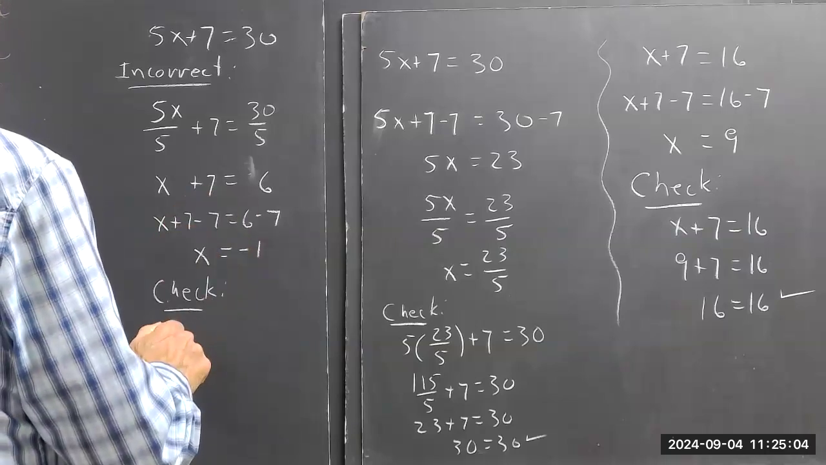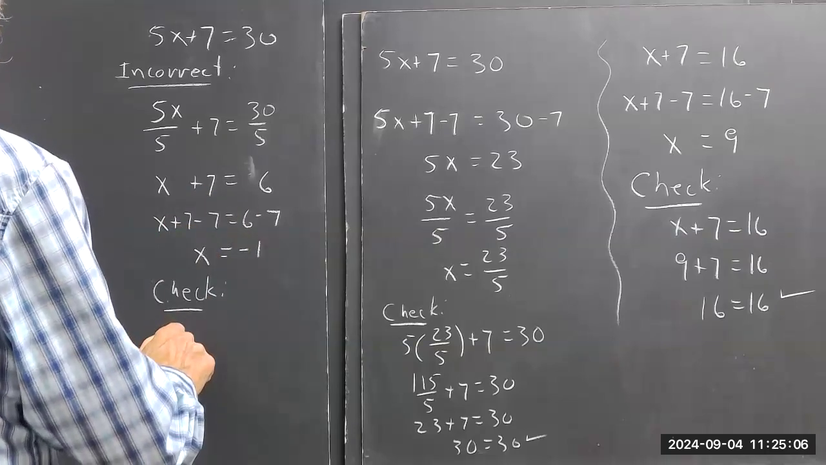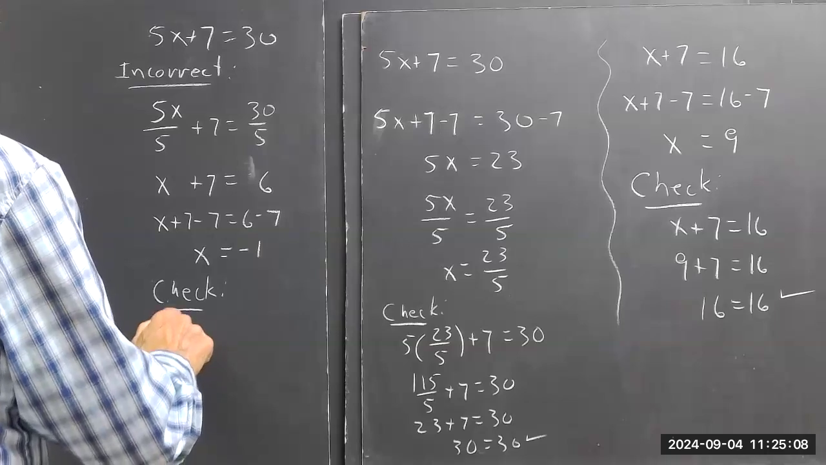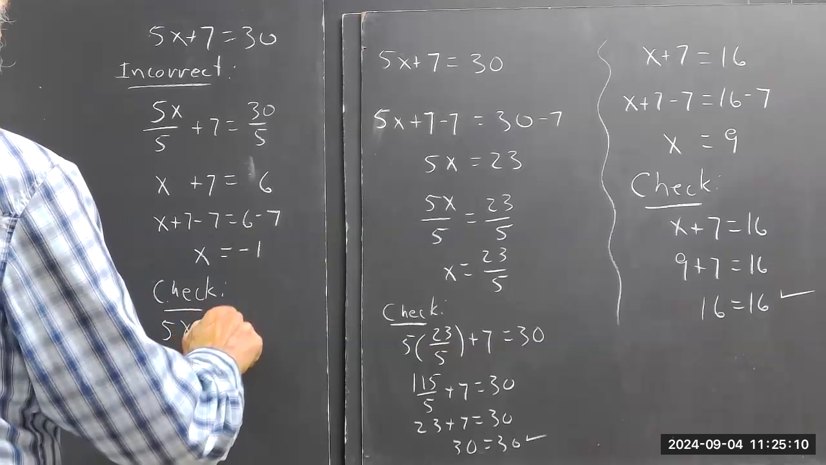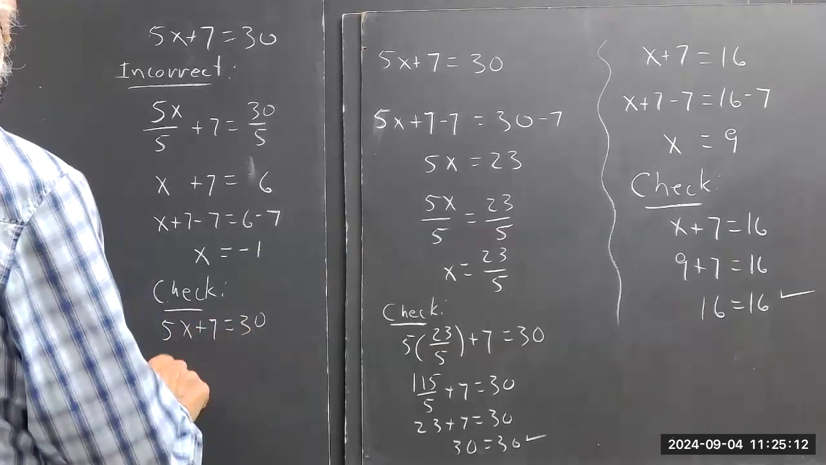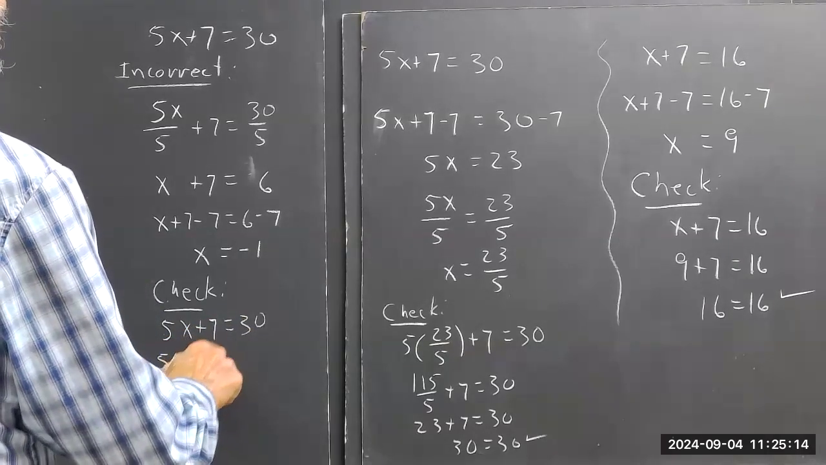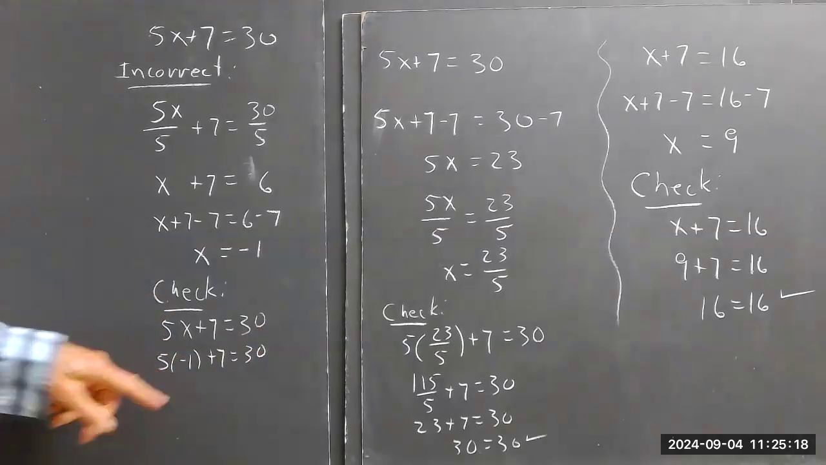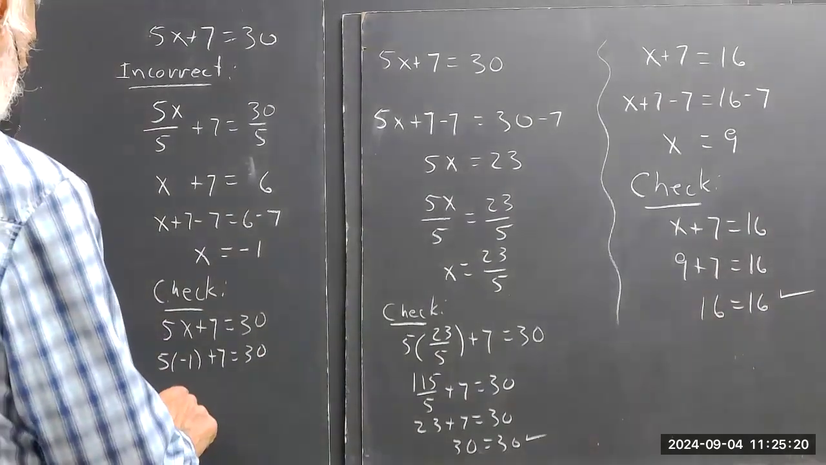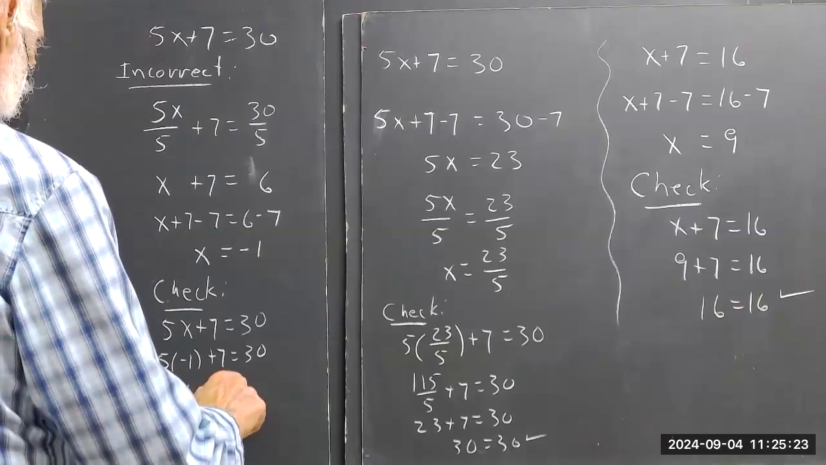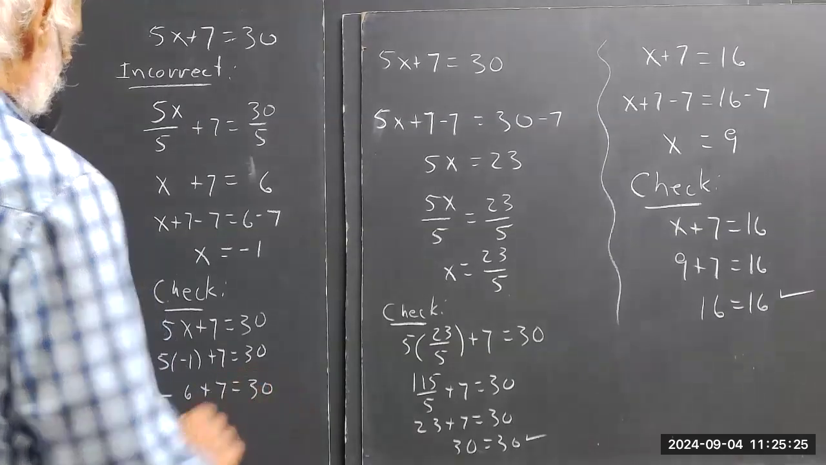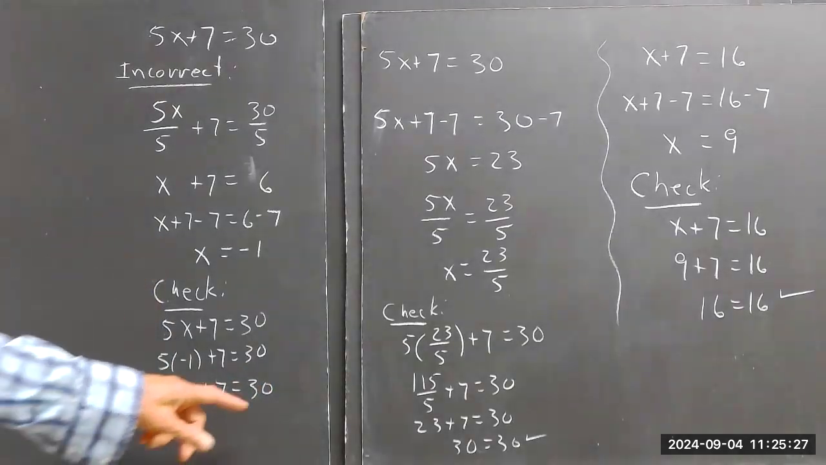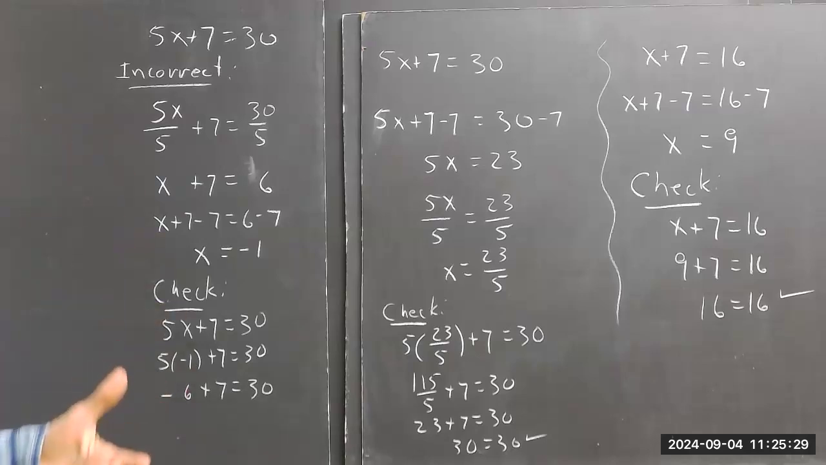We substitute -1 for x. It gives me -6 plus 7 equals 30. No way you're getting 30 out of 6 and 7, no matter how you combine them. But I've got a question.